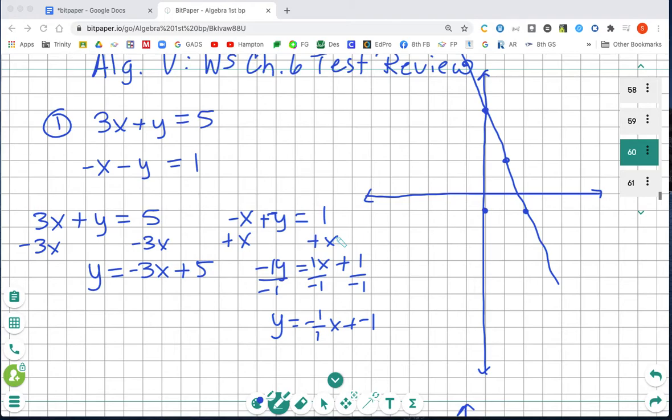We're going to go down 1 to the right 1, down 1 to the right 1, and continue. Clean up this line a little bit here and continue my slope. This slope was down 3 to the right 1, and down 3 to the right 1. So we'll find our solution is (3, negative 4).